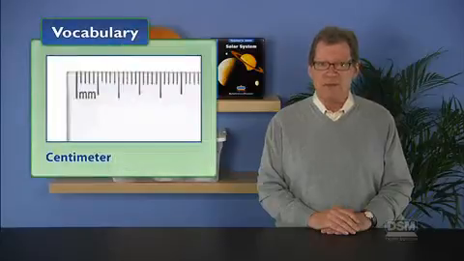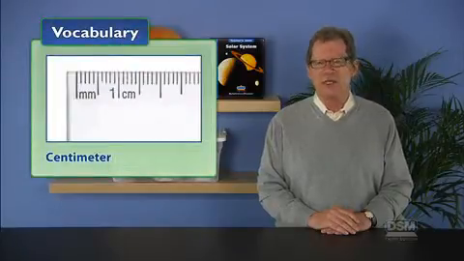Point out that at the end of 10 millimeters, the numeral 1 is written. Explain that 10 millimeters is equal in length to 1 centimeter. Then ask students how many centimeters long is the ruler. Students should reply that the ruler is 30.5 centimeters long.